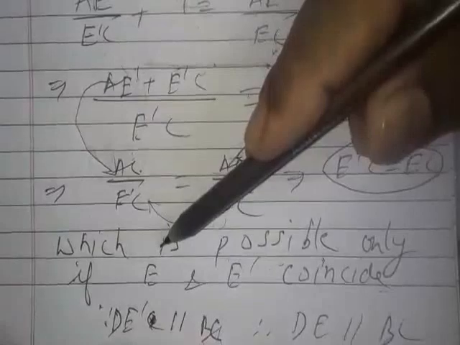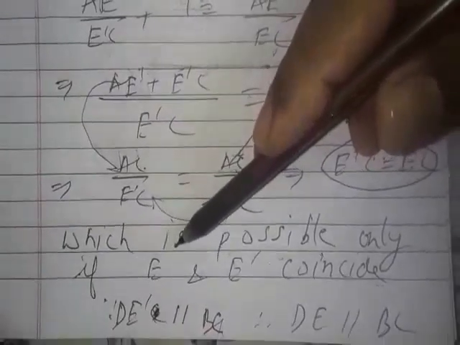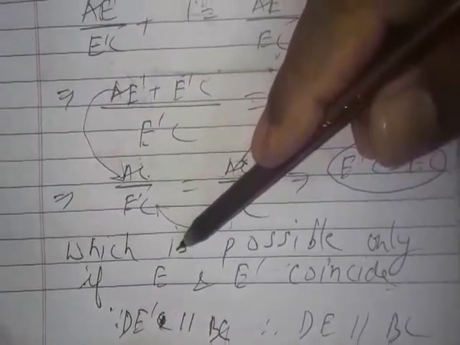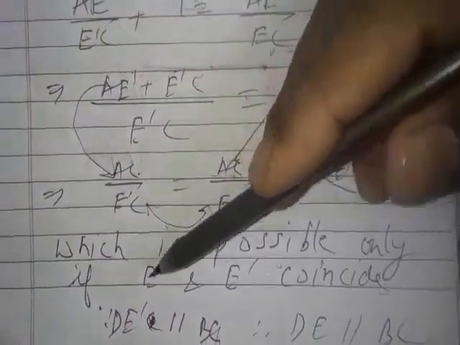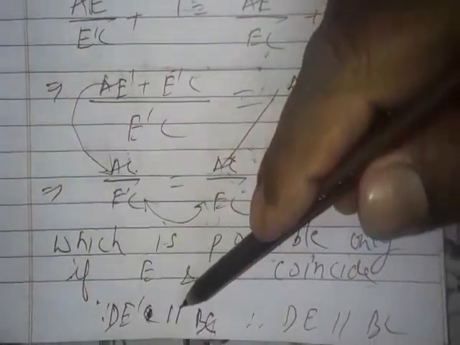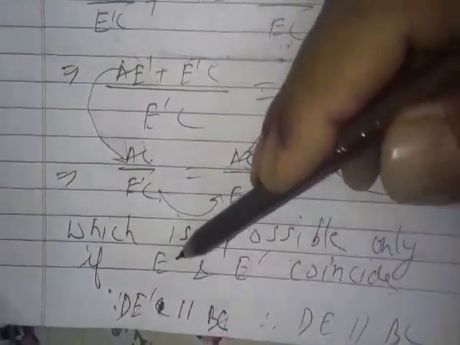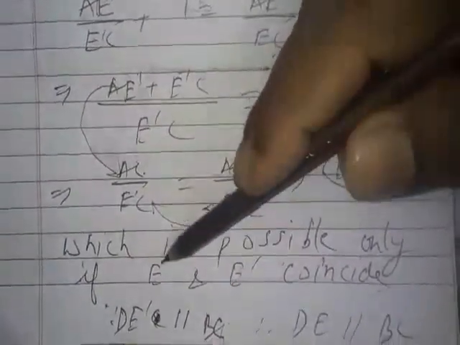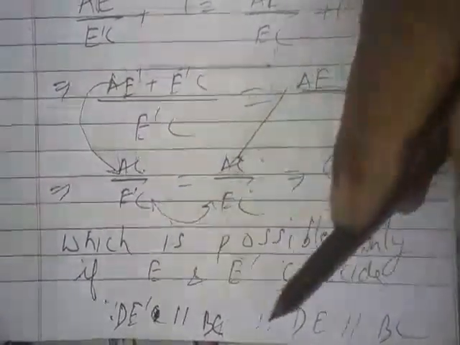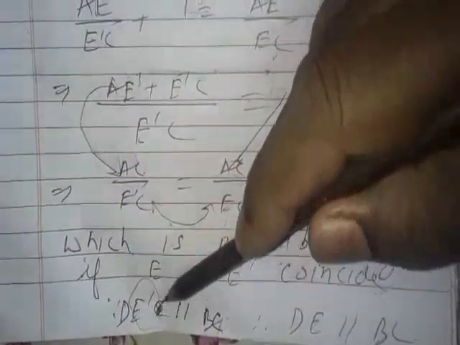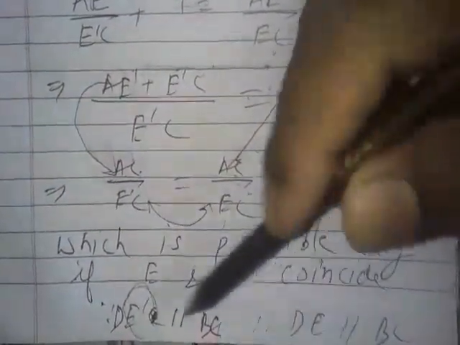In our assumption, we assumed that DE dash was parallel to BC, and since E and E dash are not different points, in place of E dash we can write E. So DE is also parallel to BC. That is what we had to prove. This is the converse of the basic proportionality theorem.